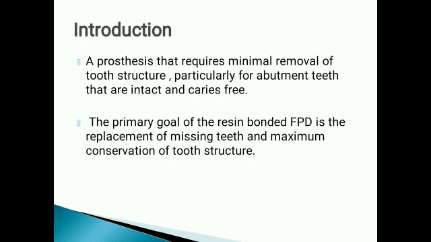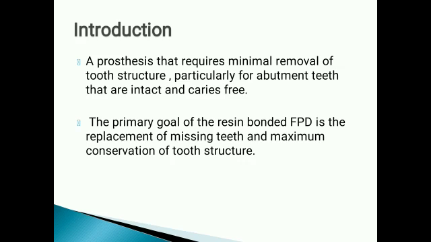Coming to the introduction, Buonocore was the first person to introduce acid etching. Bowen in 1962 developed the bis-GMA composite resin, and a technique for splinting mandibular teeth using a resin bonded fixed partial denture was discovered by Rochette in 1973. Since then, the resin retained fixed partial denture has gained considerable popularity in the field of prosthesis.